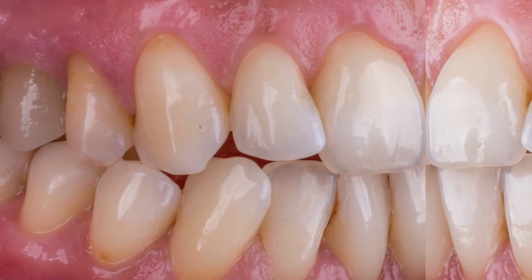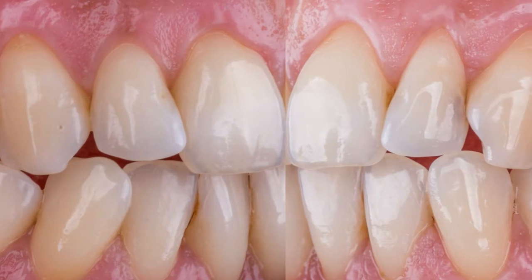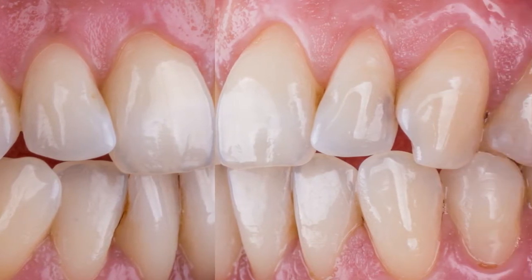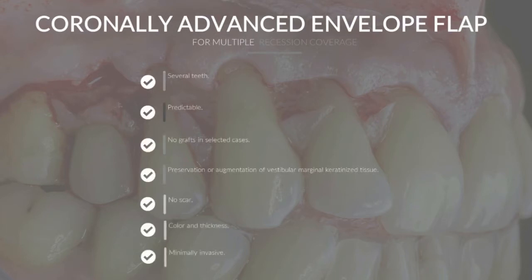When multiple teeth are involved in patients with high aesthetic demands, a coronally advanced envelope flap can be a very interesting surgical technique choice, since it allows for recession coverage of multiple teeth in the single procedure without the need for releasing incisions. This procedure usually provides good integration of the tissues regarding color and thickness. It's a technique that we have been utilizing with very good results regarding effectiveness in complete root coverage. Also, minor discomfort after surgery is usually reported by patients.